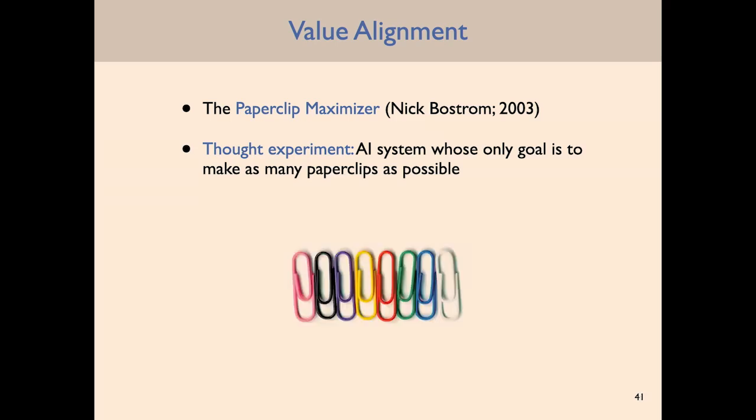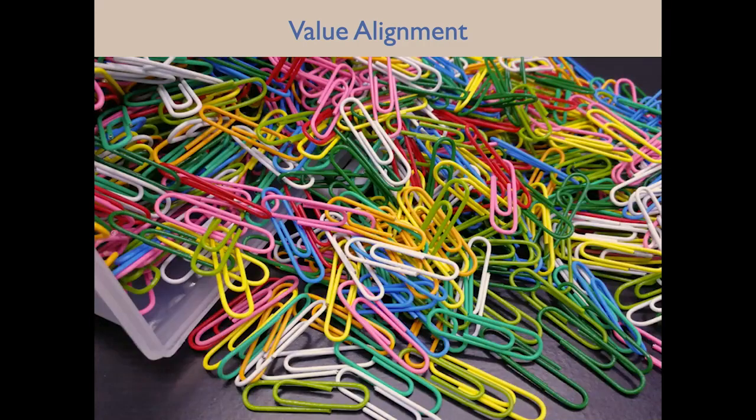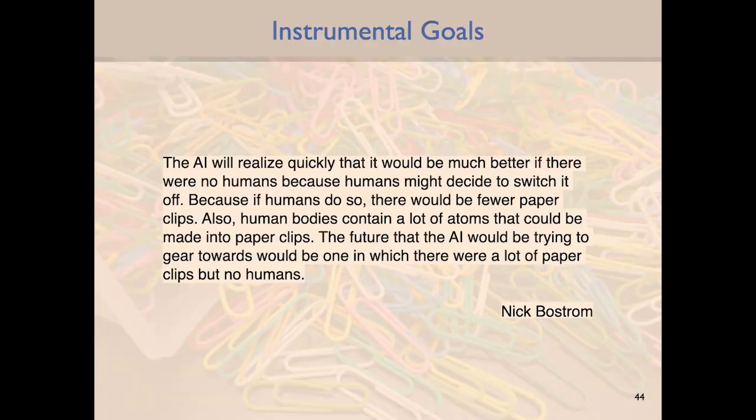So the robot starts up making some paper clips, makes more and more paper clips, and keeps making more and more. That's all it does. All right, so what's the problem? Here's what Nick Bostrom, who came up with this example, said: the AI will realize quickly that it would be much better if there were no humans, because humans might decide to switch it off, and if humans do so, there would be fewer paper clips. Also, human bodies contain a lot of atoms that could be made into paper clips. So the future that the AI would be trying to gear towards would be one in which there were a lot of paper clips, but no humans.